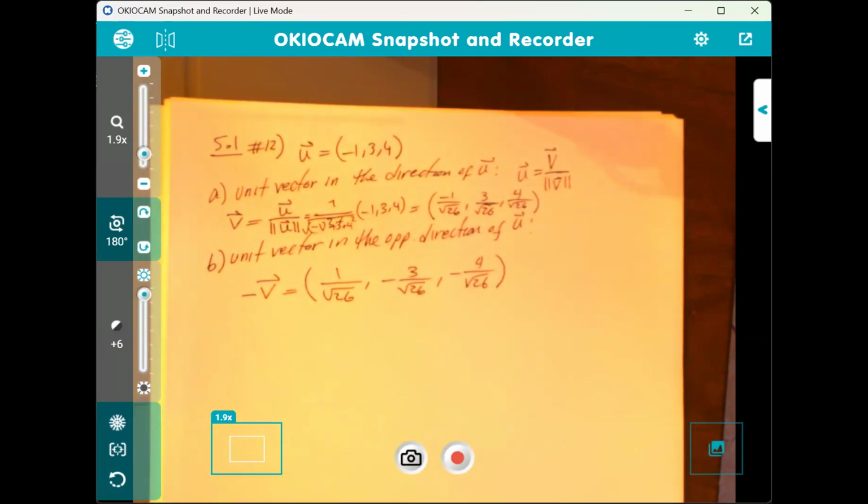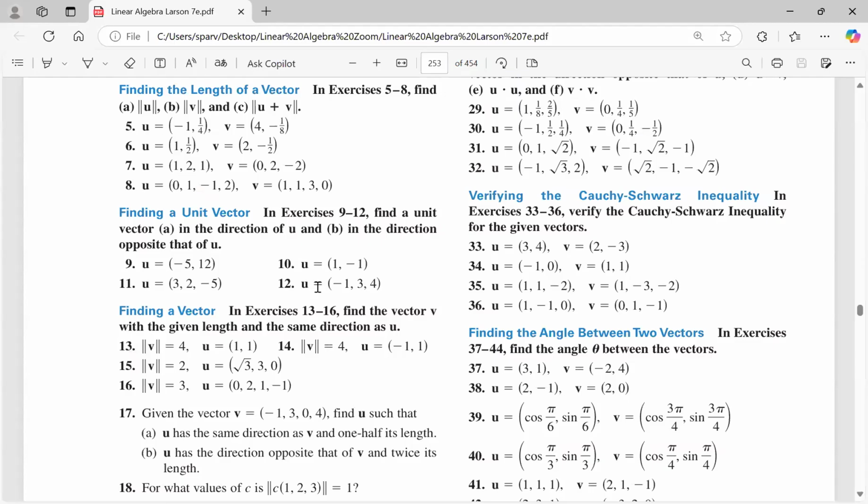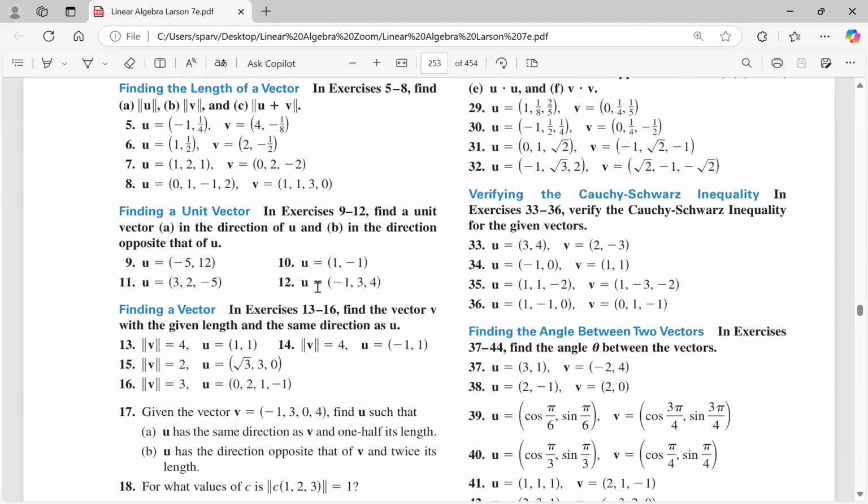Again, if you have any questions, please ask. Otherwise, we will just keep rolling. So that was number 12. Let's take a look at another one.